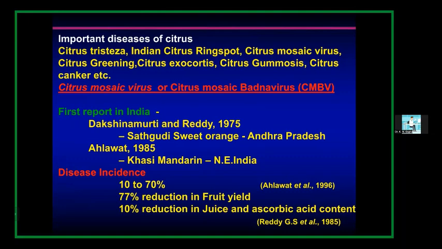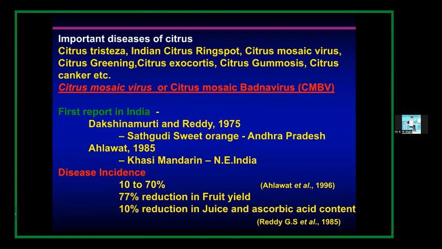Many diseases are involved in citrus. Important diseases of citrus: citrus tristeza, Indian citrus ringspot, citrus mosaic virus, citrus greening, citrus exocortis, citrus xyloporosis, and citrus canker. Citrus mosaic virus is an important disease in India.